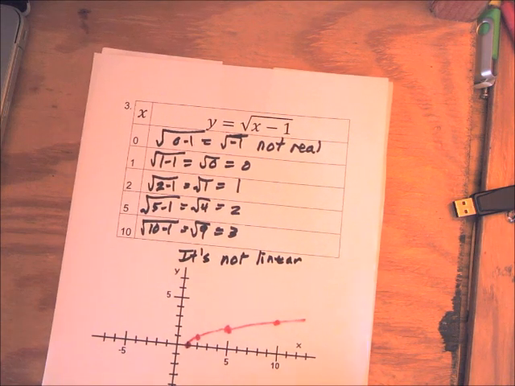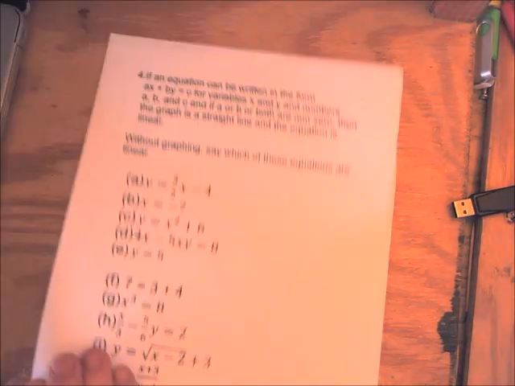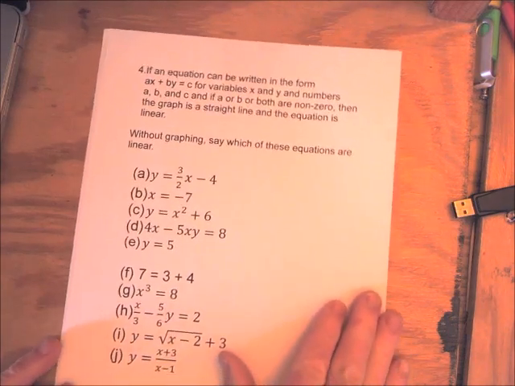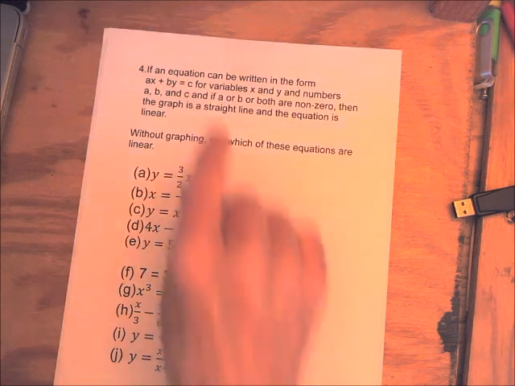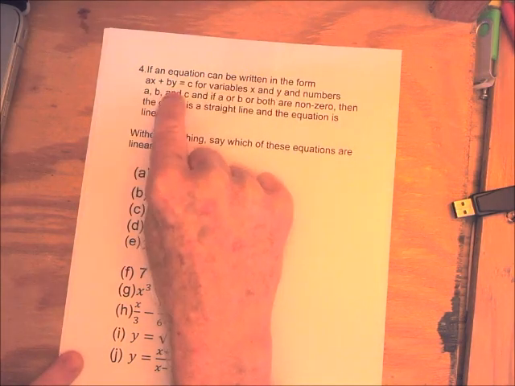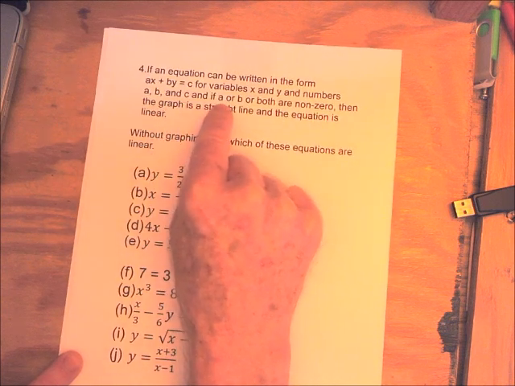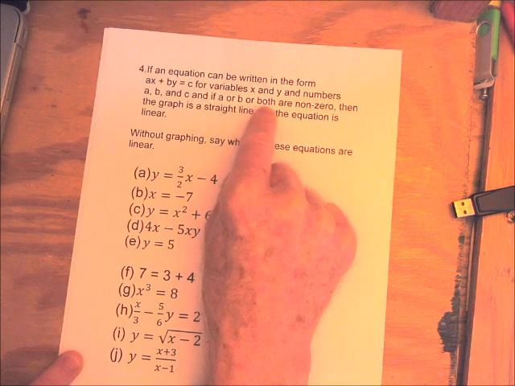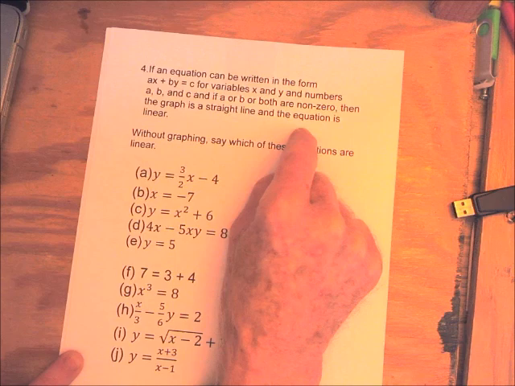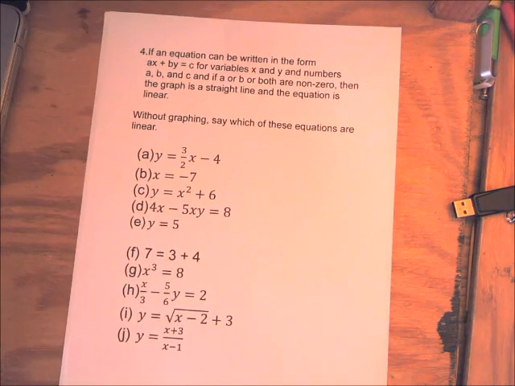Now, we've been using the graph in these last three examples to determine whether the equation is linear or not, but you can actually tell from the equation itself without doing a graph whether it's going to be linear. If an equation can be written in the form ax plus by equals c for variables x and y and numbers a, b, and c, and if either a or b or both are non-zero, then the graph is a straight line and the equation is linear. So let's see if we can decide without graphing whether these are linear or not.